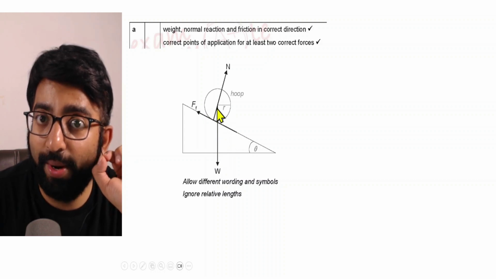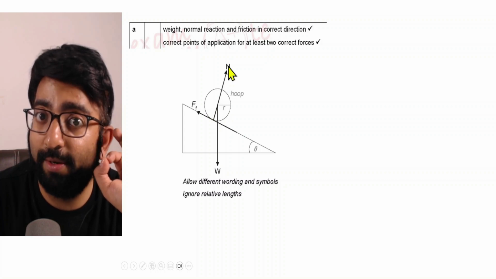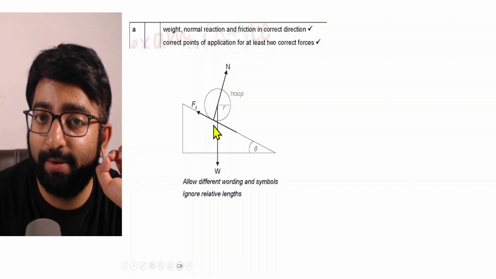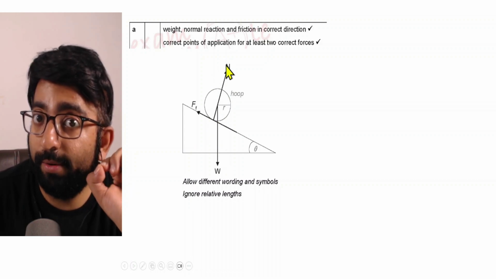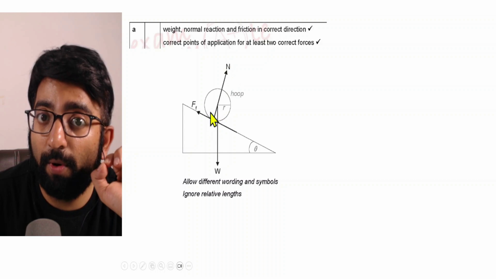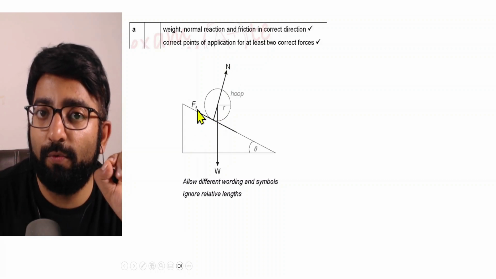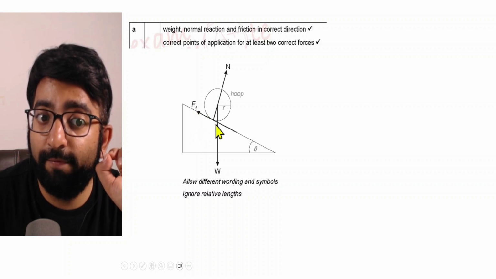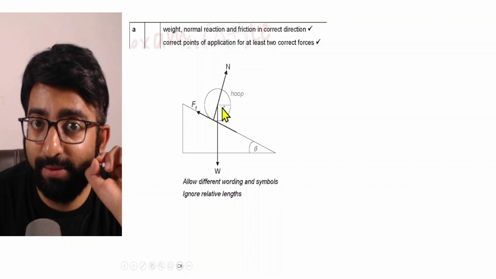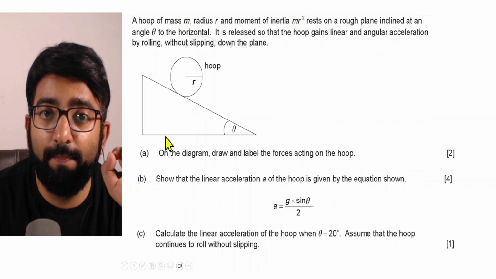So let me summarize. Weight mg will act from the center. Normal reaction will also pass through the center, but normal reaction also starts from the point of contact. Remember, normal reaction is a contact force, so it is applied at the point of contact. Similarly, the force of friction is also a contact force. Friction is going to be applied from the point of contact. And this is how we draw the free body diagram, part A.